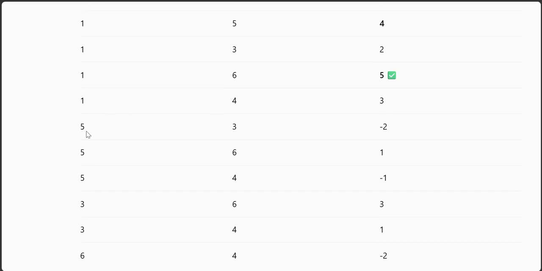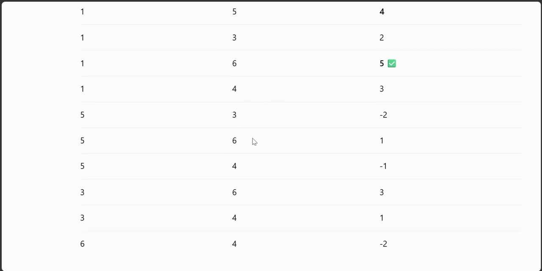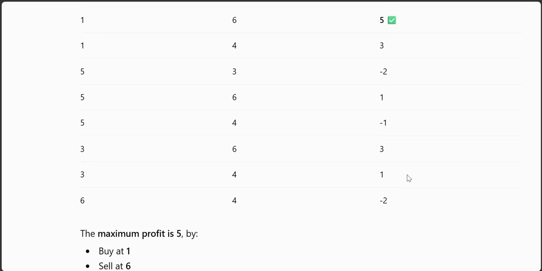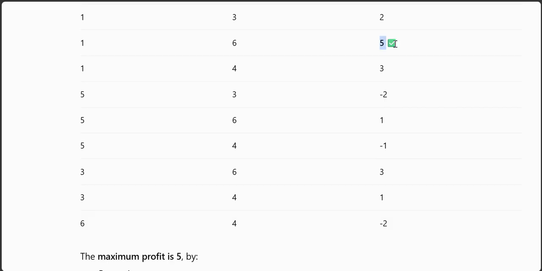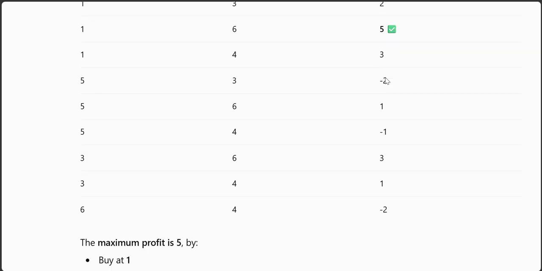Our next element will be 5, and if we compare it with anything, we get a profit which is less than our maximum profit. We do the same with 3 and 6, and in all the cases we get a profit that is less than the maximum profit made. So that's how we are able to find our maximum profit.